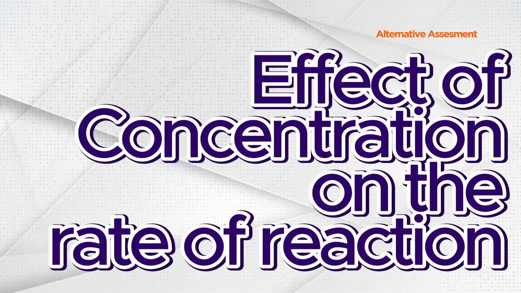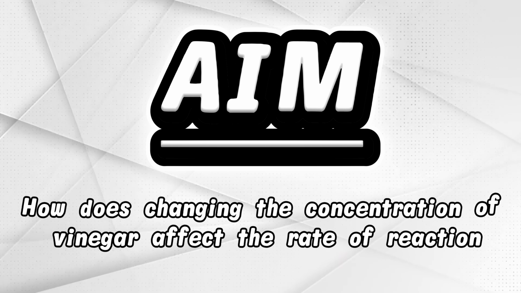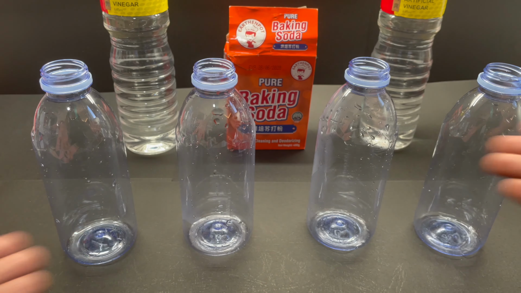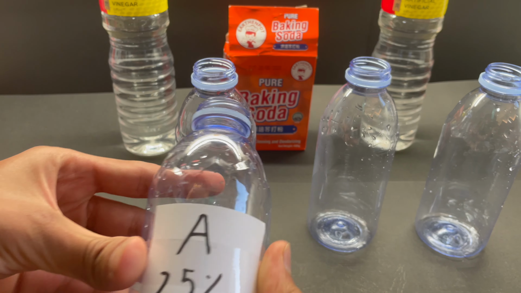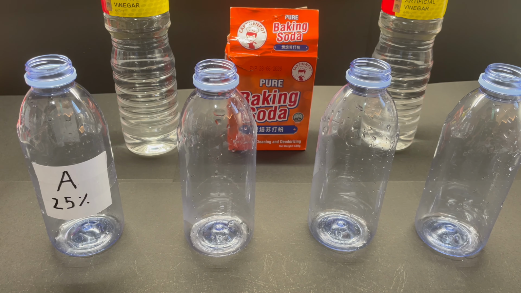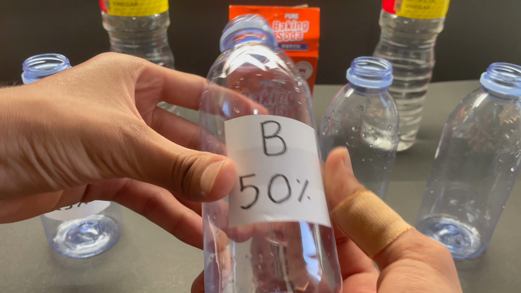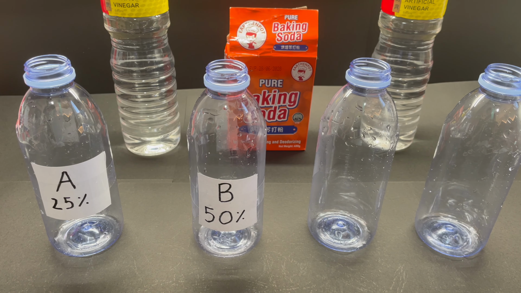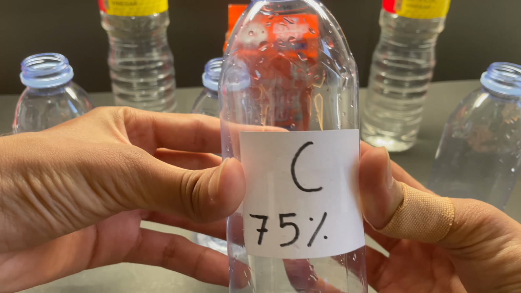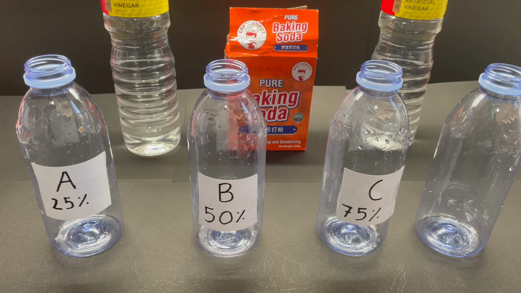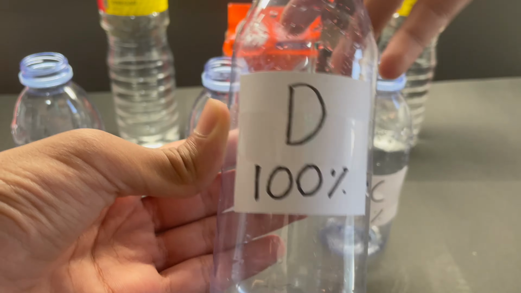I'll investigate how the concentration of vinegar affects its reaction with baking soda using simple household materials. The aim is to investigate how changing the concentration of vinegar affects the rate of reaction between vinegar and baking soda. Concentration is one of the four main factors that affect reaction rate, along with temperature, surface area, and catalysts. In this investigation, concentration is the only factor that will be changed, allowing me to investigate its effect on the rate of reaction.